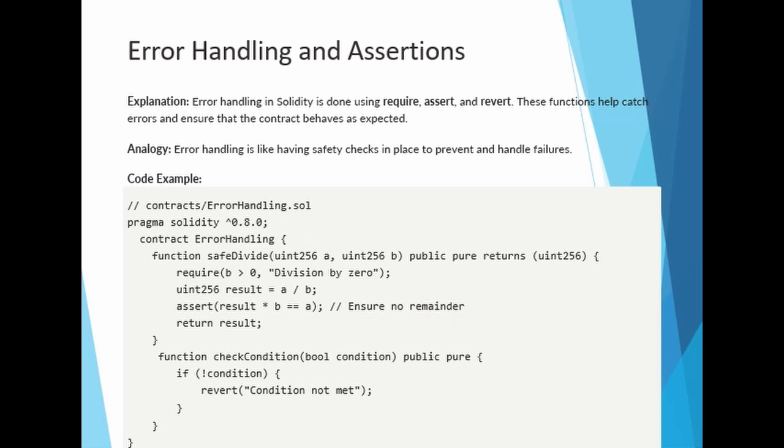In the following code, we can see in the function safe_divide, it requires the condition that the divisor always has to be greater than 0. Then we use the assert keyword to check whether the result multiplied by b is equal to a. Then we return the result. Then the checkCondition function demonstrates how to handle conditions that might fail. It checks if the condition is false. If it is, then the function reverts with the message "condition not met".